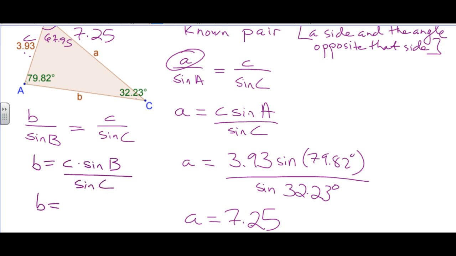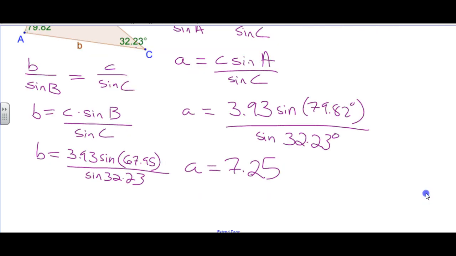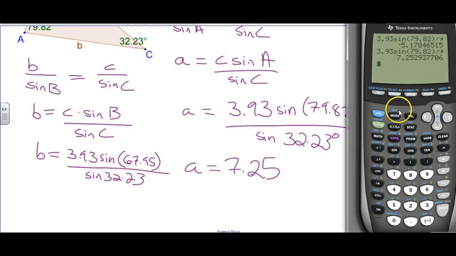Now we can plug in, so little c is 3.93 times the sine of, okay, so now we need b, which is 67.95, divided by the sine of angle c, which is 32.23. So if I can get the calculator back, which is a huge if, then I'm going to hit second function enter, because I've got most of what I need here, and I'm going to try and move this along. Well, I moved pretty quick.